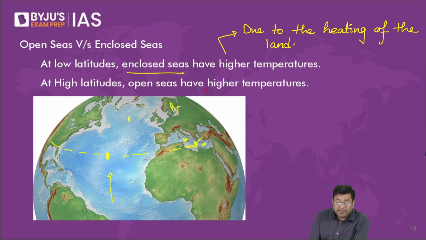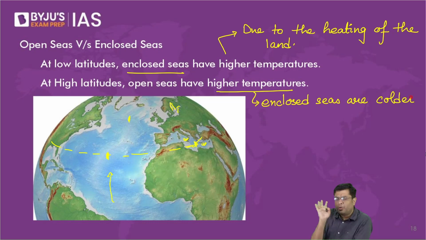Whereas high latitudes means closer to the poles. Closer to the poles, there is cooling in general. The regions are colder. When the regions are colder, always land will be much colder than water, because the land is able to lose heat at a much quicker and faster and continuous pace as compared to the water body. So at high latitudes, open seas have higher temperature and closed seas are colder.